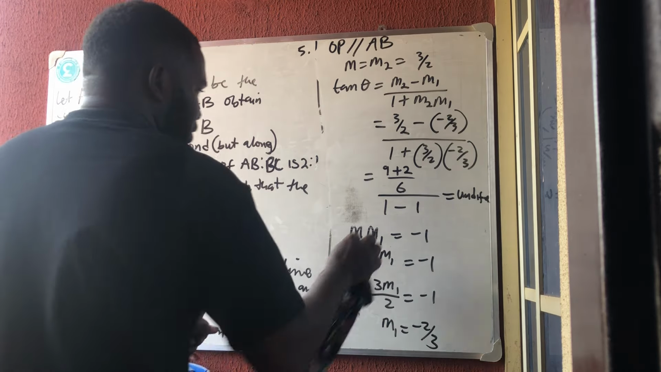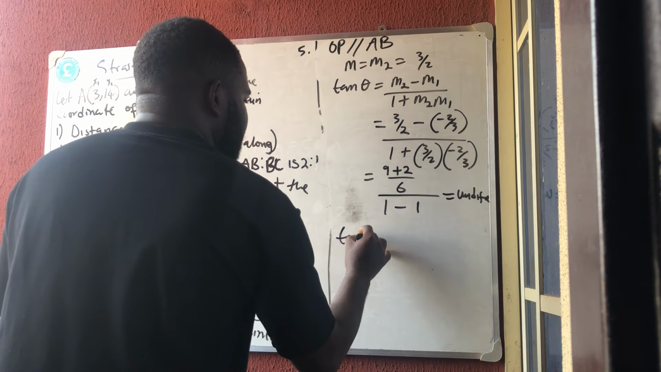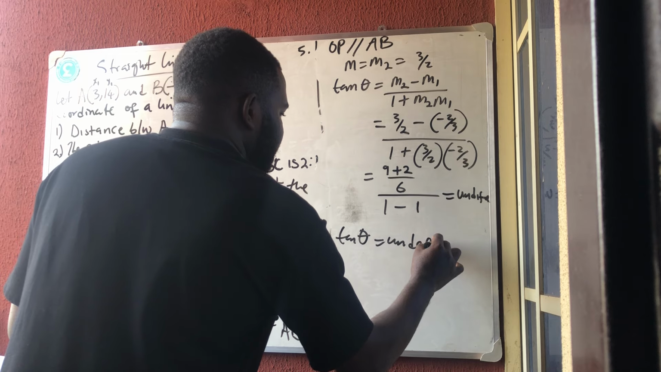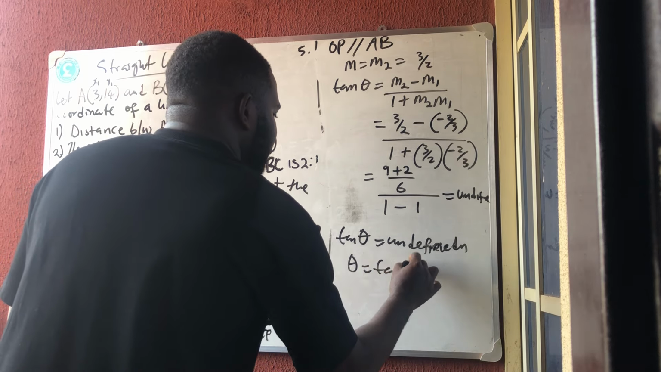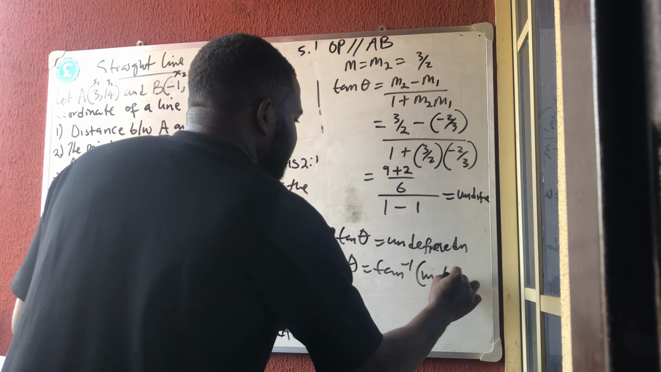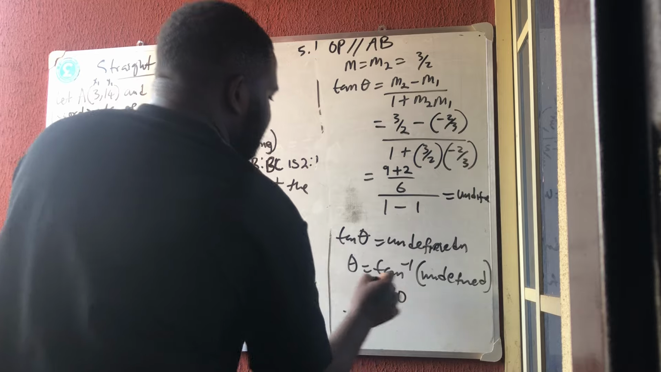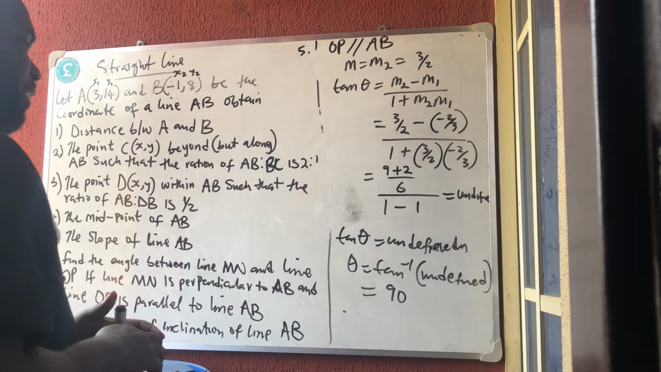So since it is undefined, I'm going to have that tan theta is equal to what? Undefined. And theta becomes what? The tan inverse of what? Undefined. And tan inverse of undefined is what? 90, because tan 90 is undefined. Okay? Tan 90 is undefined.